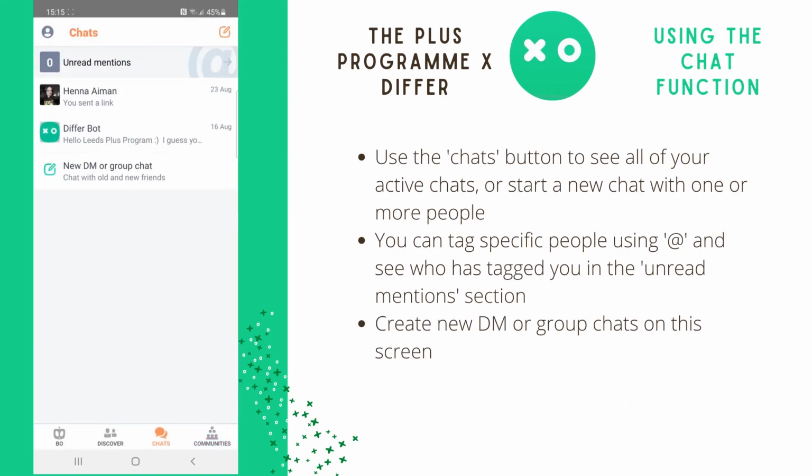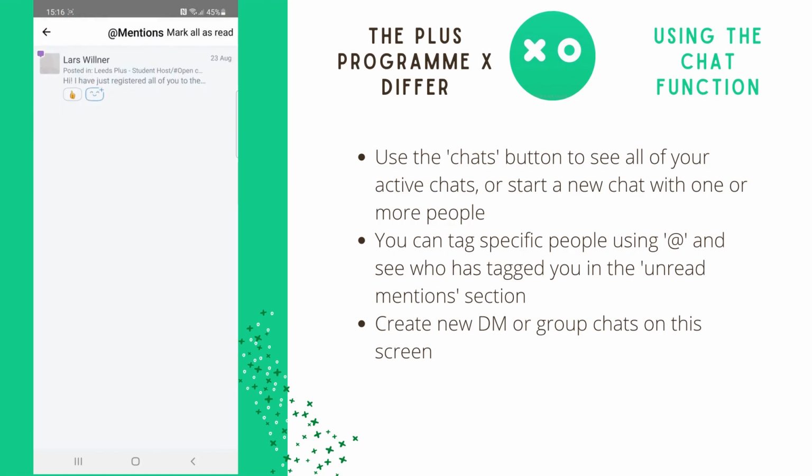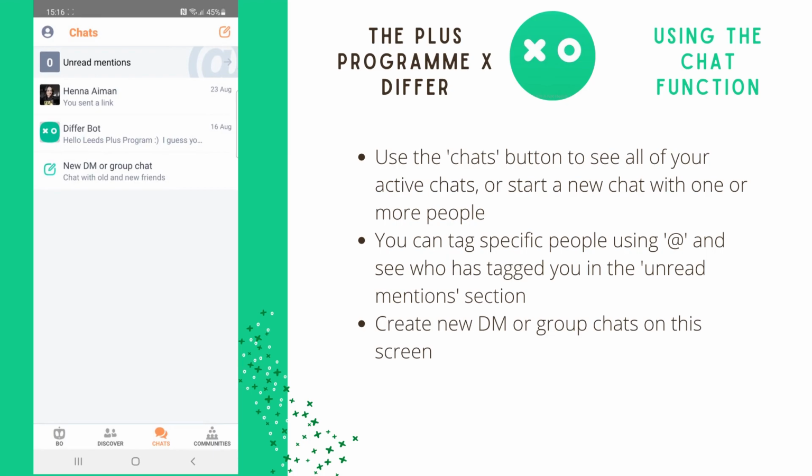So the chat section. In here, you'll see all of your active chats. So they might be chats in groups or directly with one other person. You can see in the mentions section where you have just been mentioned. So it's just like Facebook or Instagram where you can use the @ sign to mention a specific person.